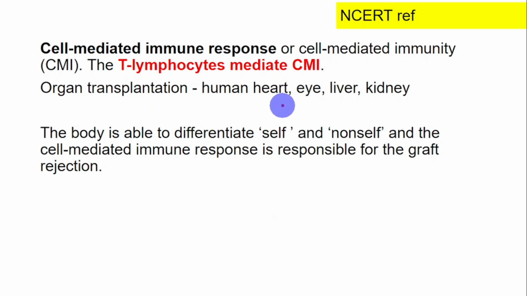So human heart, eye, liver, kidney, in all these cases, rejection reaction can occur if there is a mismatch and the recipient's immune system targets the transplanted organ. So rejection reaction occurs because the immune system is able to differentiate self antigen and non-self antigens. And this is primarily carried out by T lymphocytes.